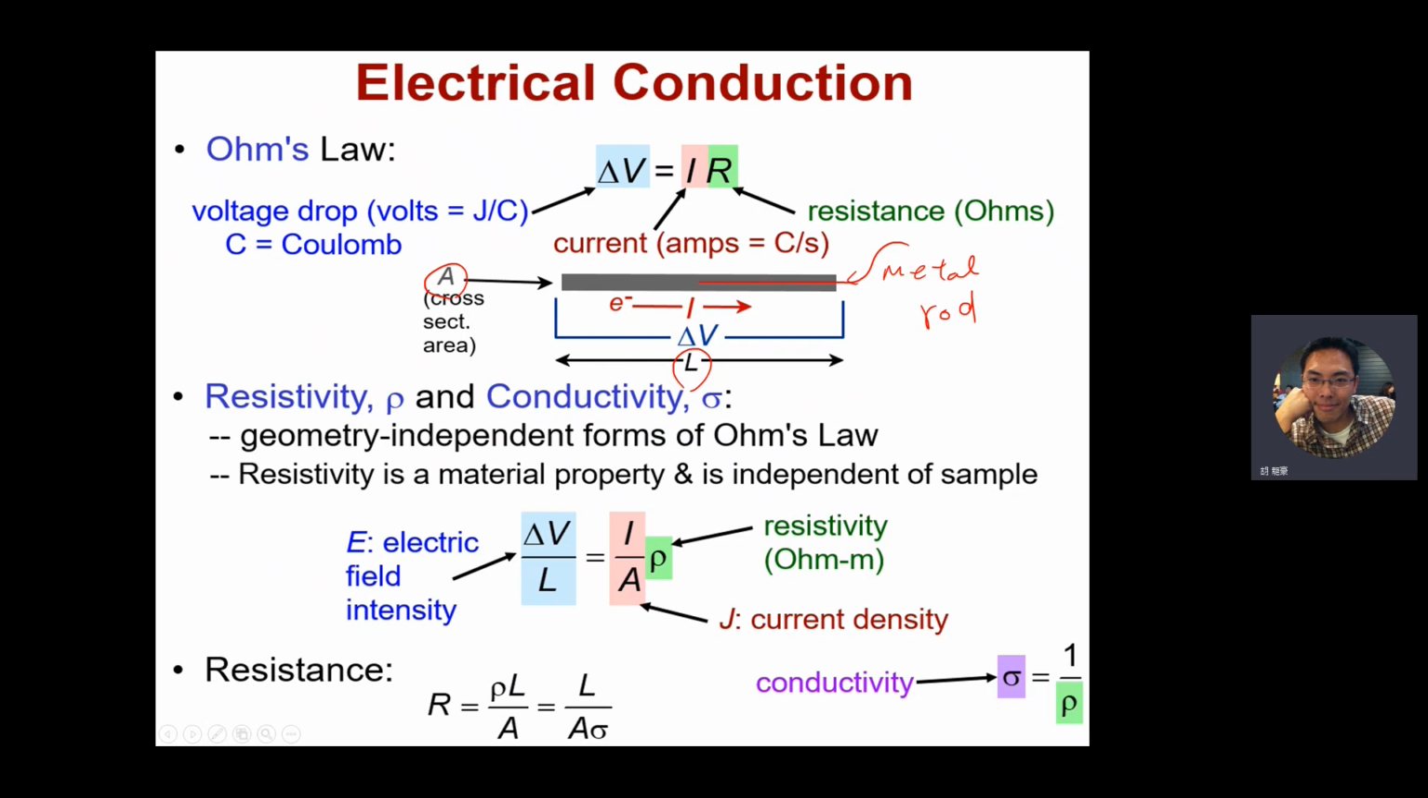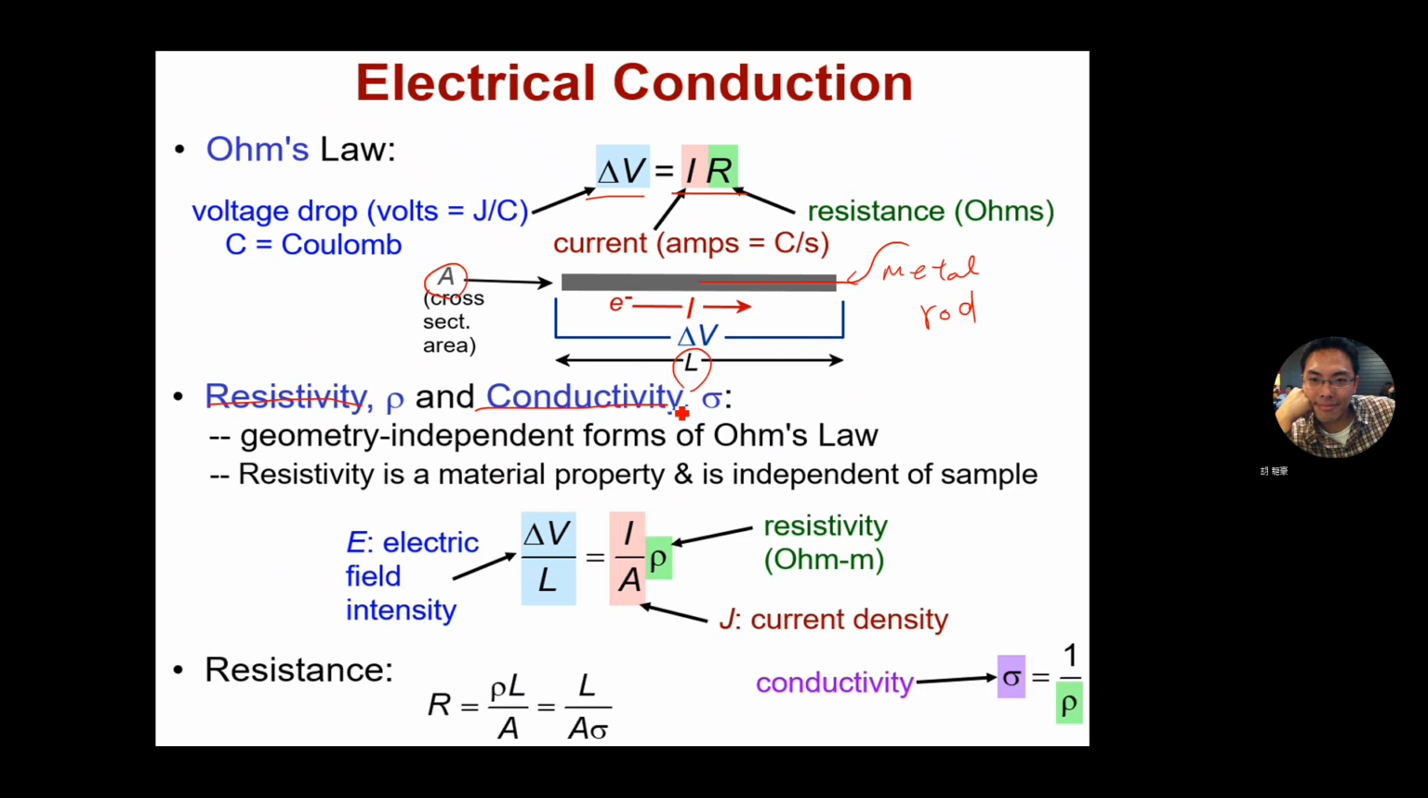For example, we fix the voltage drop. If the resistance of this metal rod is higher, what's the phenomenon of the current flow? We can fix the voltage by a power supply. And if this material has a higher resistance, that means the current becomes small, right? Because the voltage drop is proportional to the product of current and resistance. Okay, and there are two material properties: resistivity and conductivity.